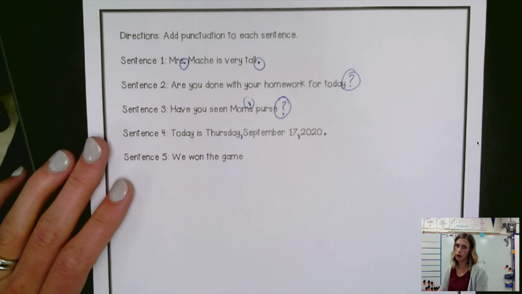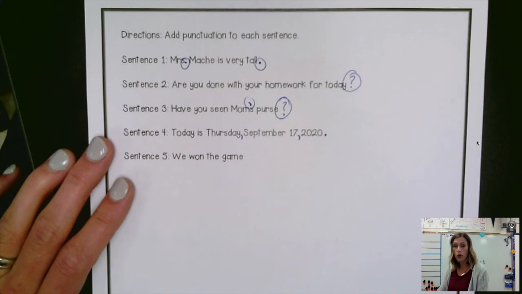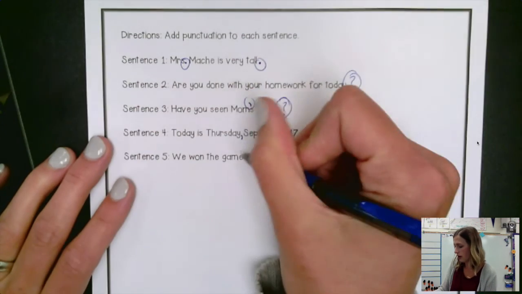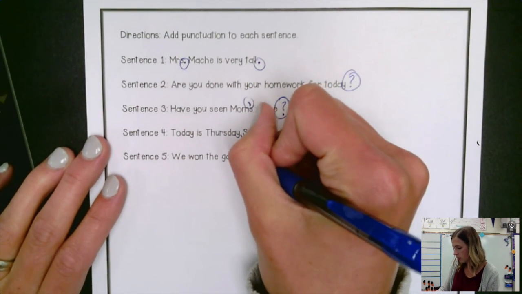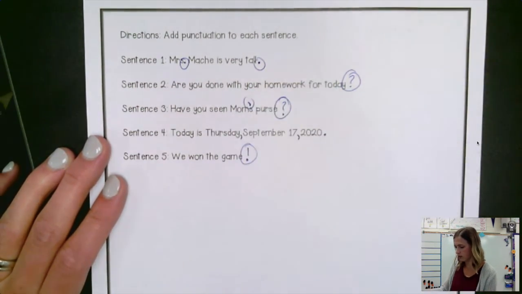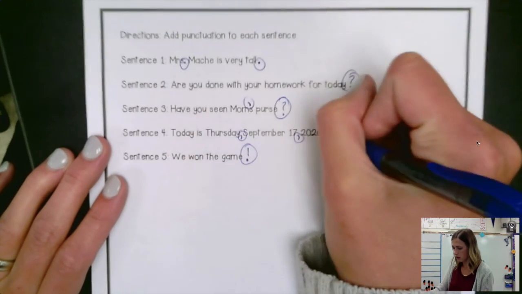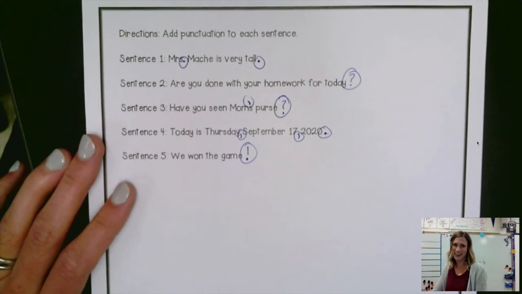Then, we won the game. Now, you can make it really boring and put a period. We won the game. Or it could be really exciting. You could have an exclamation point. We won the game! So you put an exclamation point right there. Circle it so that we can see you put that there and makes it really easy to correct.